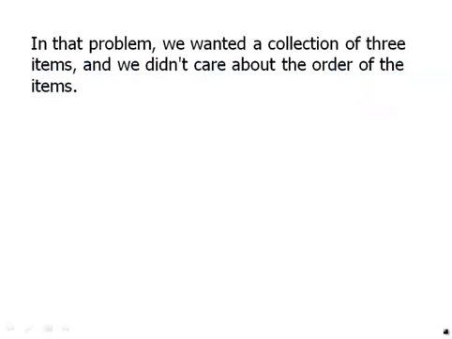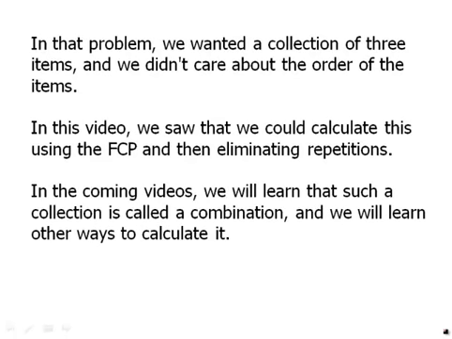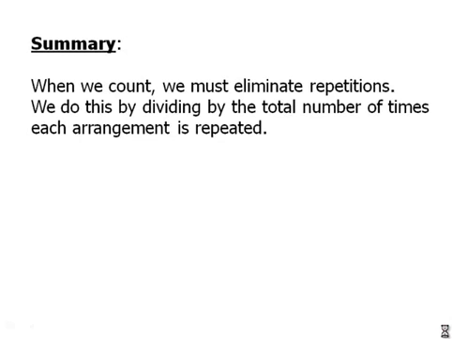In that problem, we wanted a collection of 3 items and we didn't care about the order of the items. In this video, we saw that we could calculate this using the fundamental counting principle and then eliminating repetitions. In the coming video, we will learn that such a collection is called a combination, and we will learn other ways to calculate it. In summary, when we count, we must eliminate repetitions. We do this by dividing by the total number of times each arrangement is repeated in our calculation.